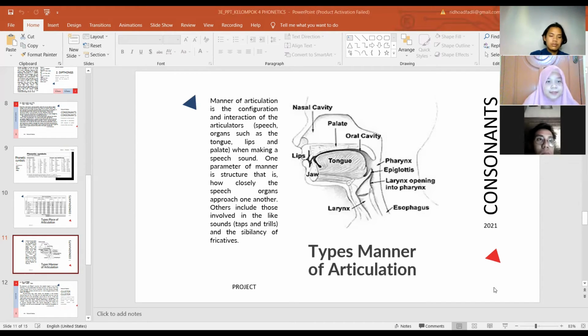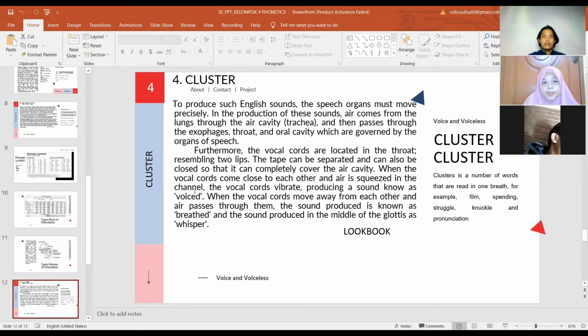4. Cluster. A cluster is a number of sounds that are read in one breath. For example, film, spending, struggle, and pronunciation. To produce such English sounds, the speech organs must move precisely.